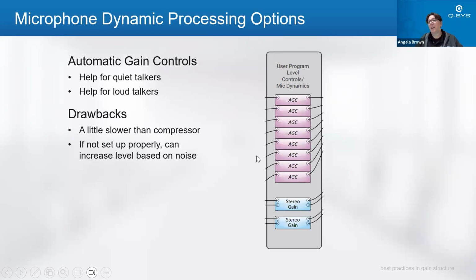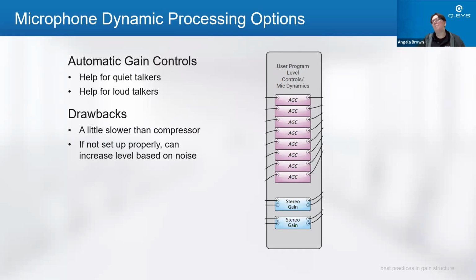But you can also do AGC, and AGC gives you sort of the best of both worlds in terms of helping the soft people and bringing down the loud people, bringing up the soft people. But it's a little bit slower, less responsive than the compressor. It's trying to do a little bit more. And if they're not really set up, and your noise floor isn't properly set, the AGC can try to increase and decrease based on the noise floor instead of the actual signal coming in.